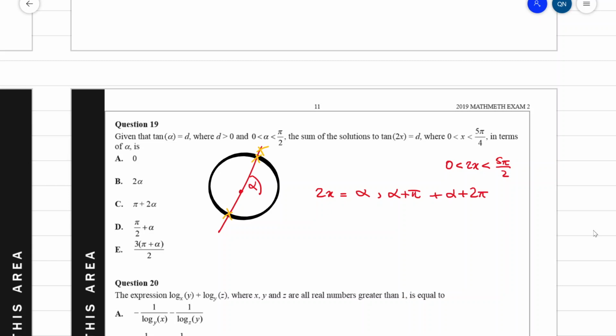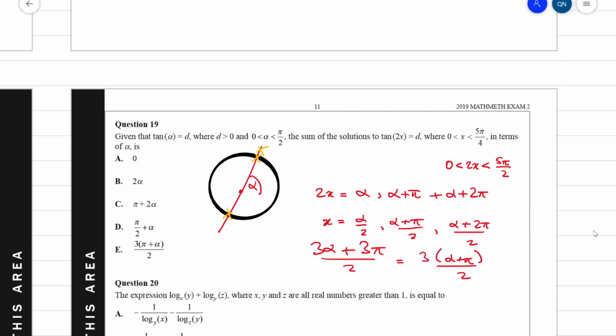Okay, so what does that mean over there? It means that x is equal to alpha on 2, comma, alpha plus pi on 2, and then comma, alpha plus 2 pi divided by 2. And what's the sum of all these solutions? Well, if you just look at this, there's alpha, alpha, alpha, 3 alphas in total, 3 alpha, and then plus how many pi's? There's 3 pi's, we divide by 2. That's going to be 3 alpha plus pi on 2. And that is option E. Perfect.